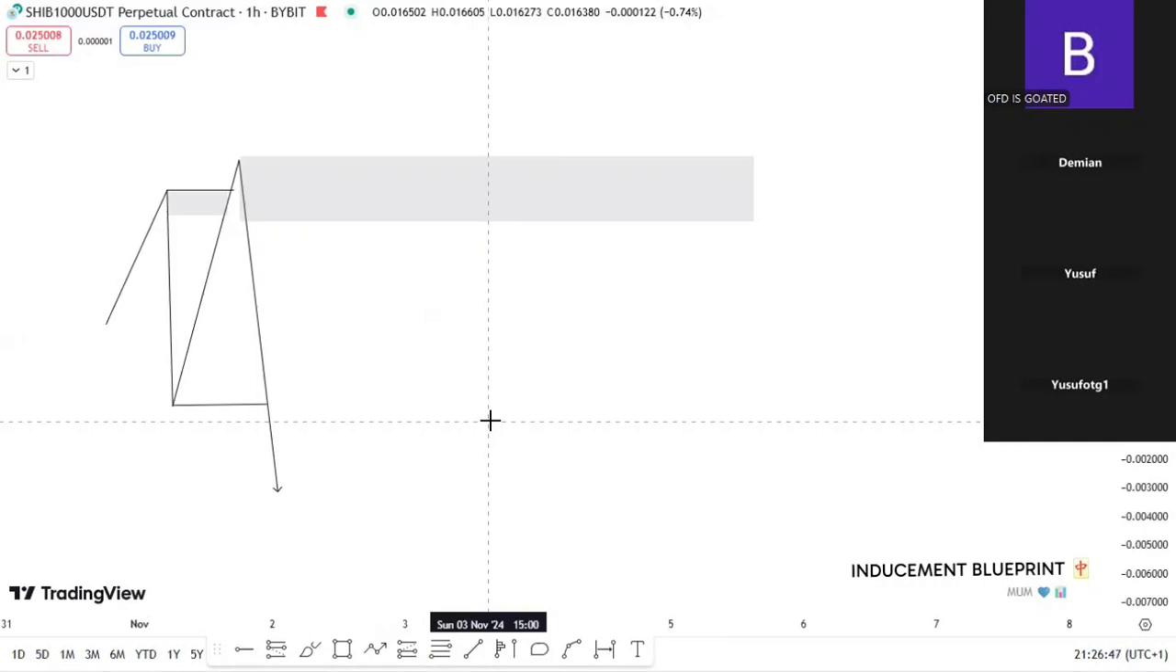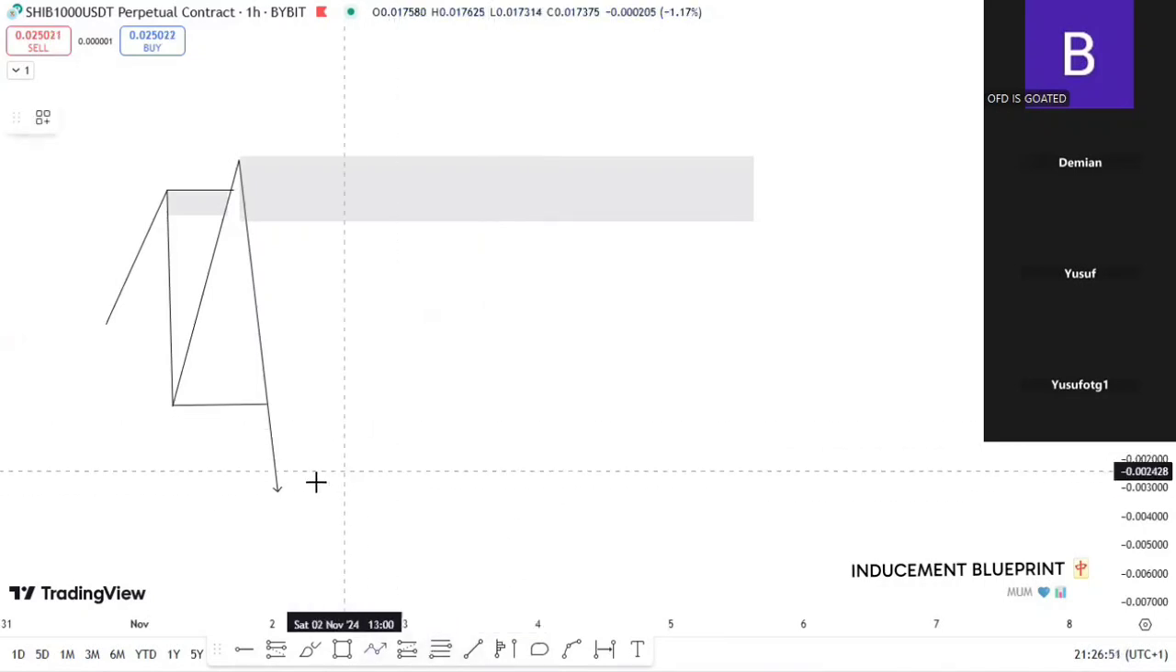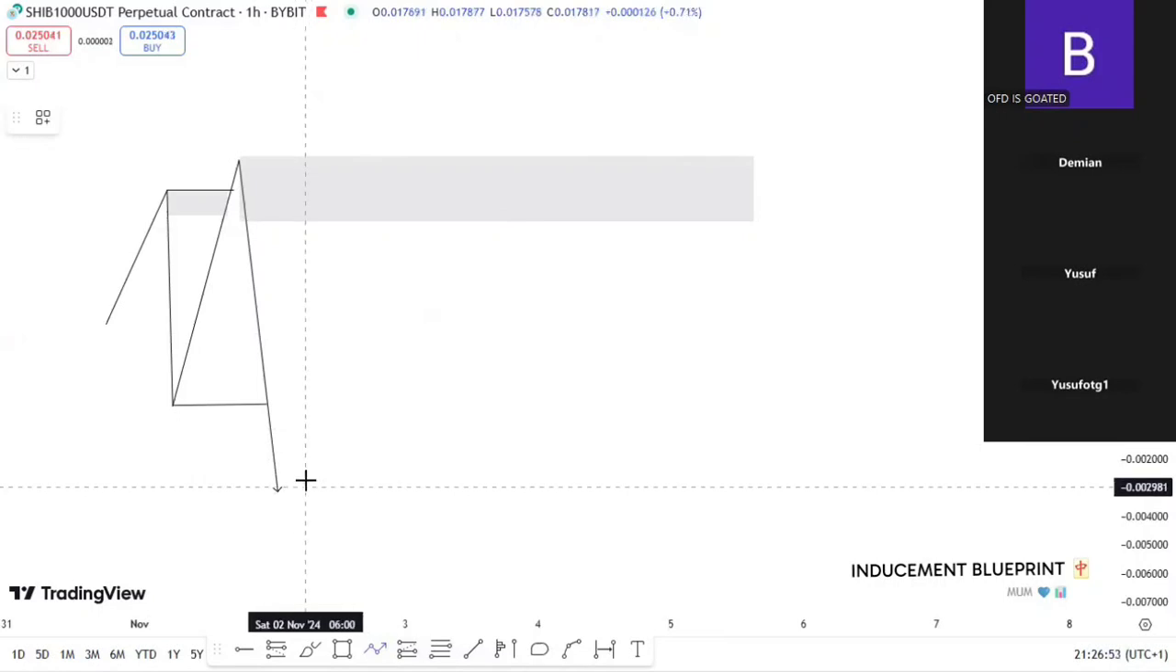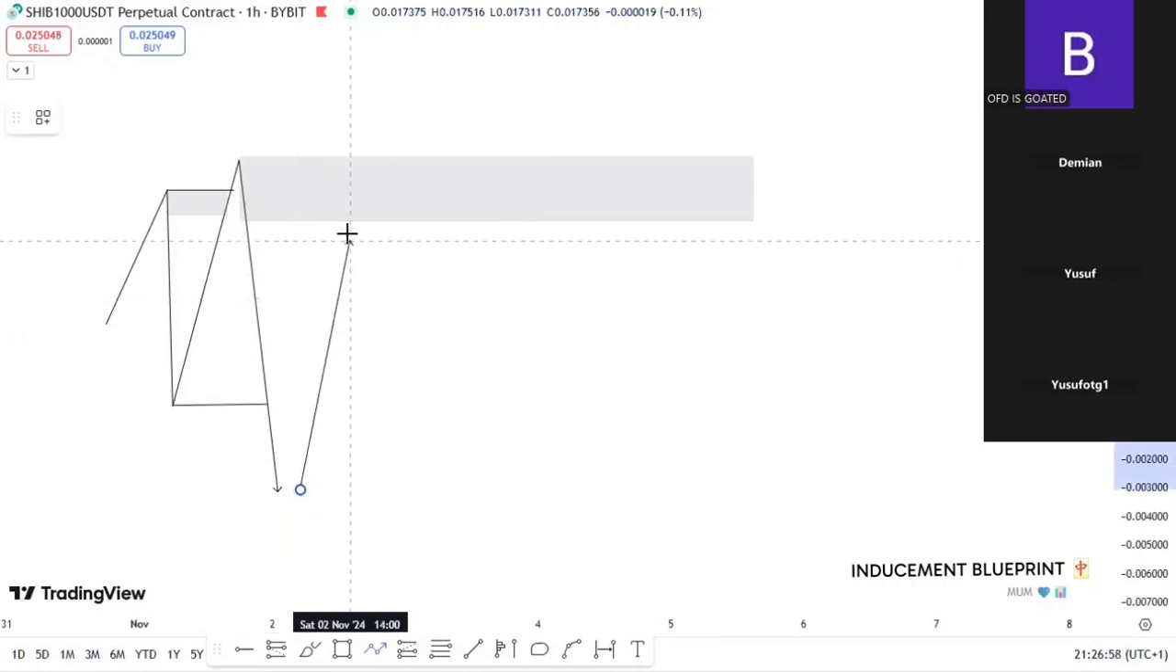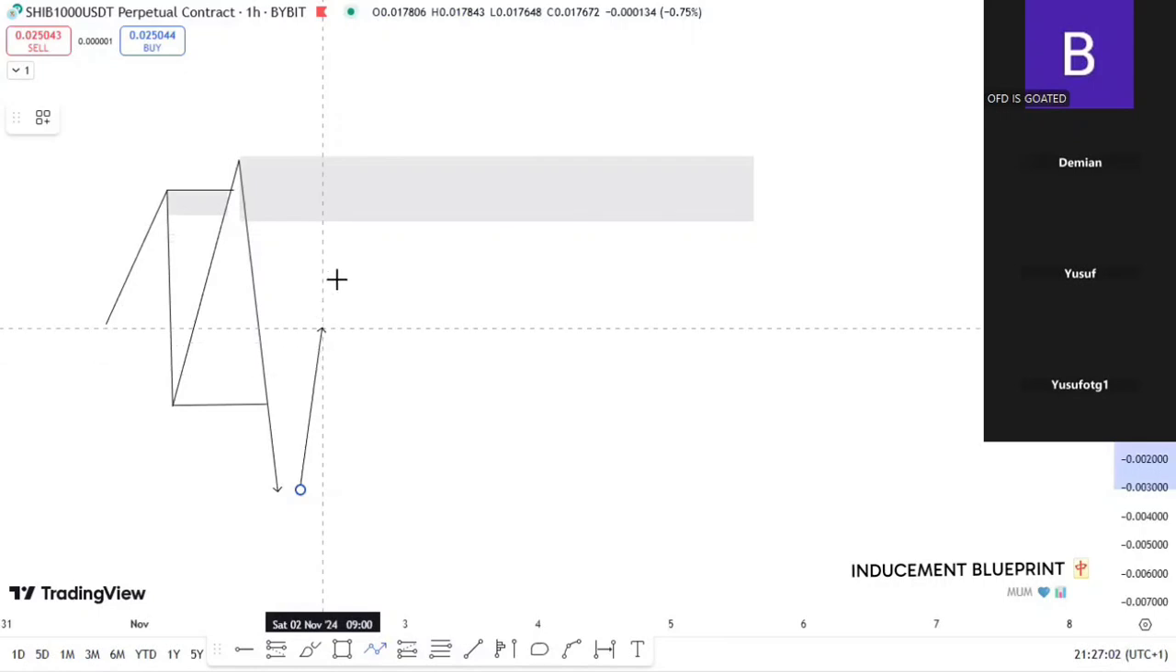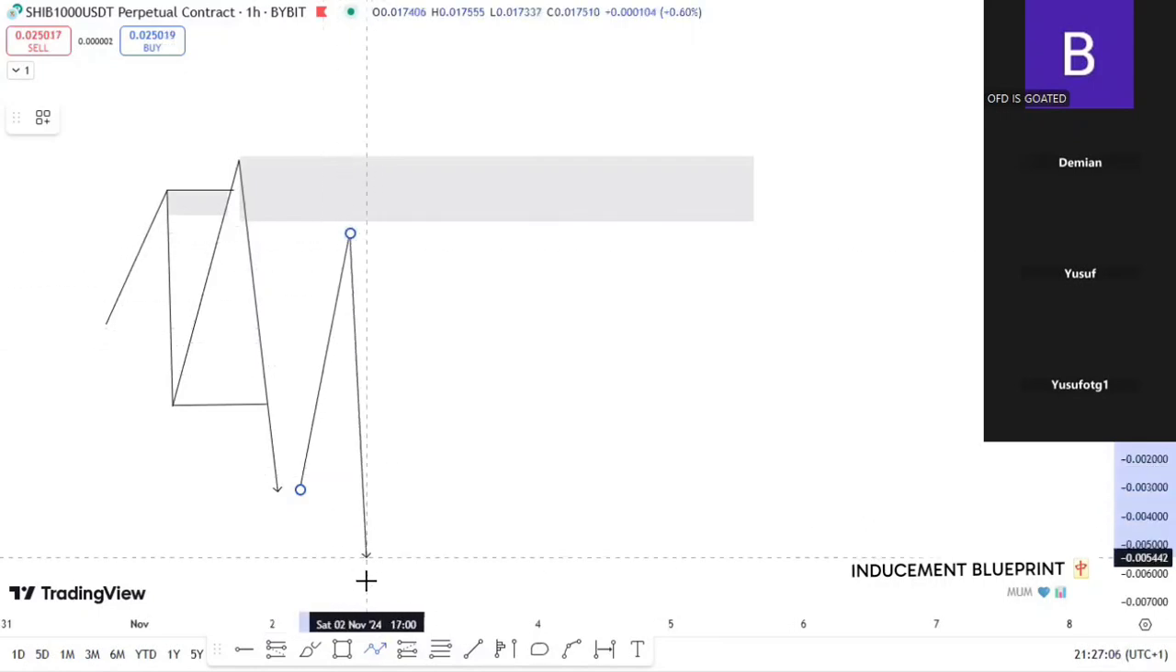Now, what is an inducement or structural liquidity? It's a valid pullback that forms close to the supply zone. So what is a valid pullback? This is what a valid pullback looks like. This structural liquidity or inducement tends to tap on the supply, and then break structure to the downside also.